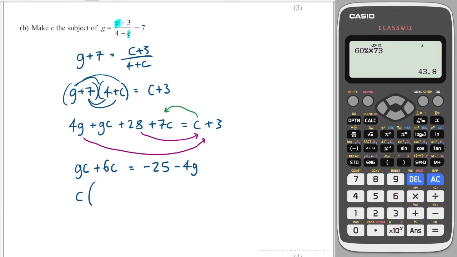I can now take out a factor of C, which I need to do because that reduces the times that C occurs from 2 times down to just 1, which is perfect. And now I can divide through by this factor of G plus 6, and I get C is equal to minus 25 minus 4G over G plus 6.